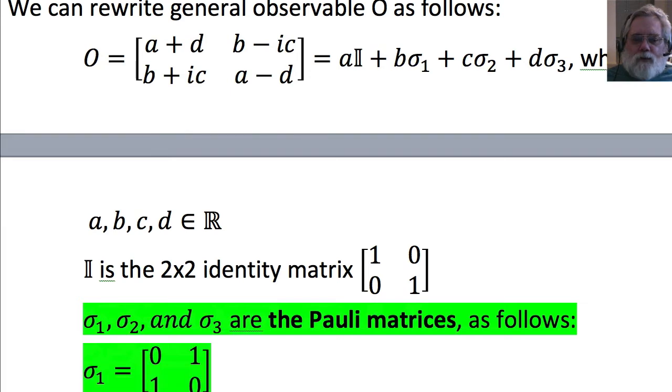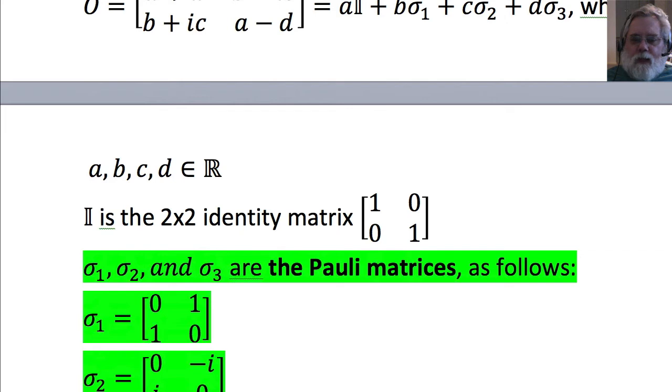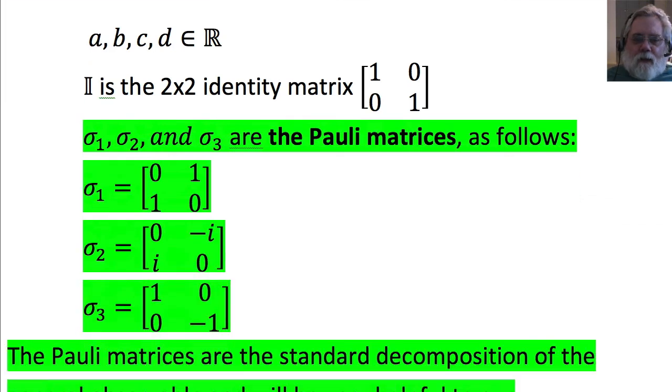Sigma 1, sigma 2, and sigma 3, they are called the Pauli matrices after Wolfgang Pauli, and they are as follows. Sigma 1 is 0, 1, 1, 0. Sigma 2 is 0, minus I, I, 0. Sigma 3 is 1, 0, 0, minus 1.